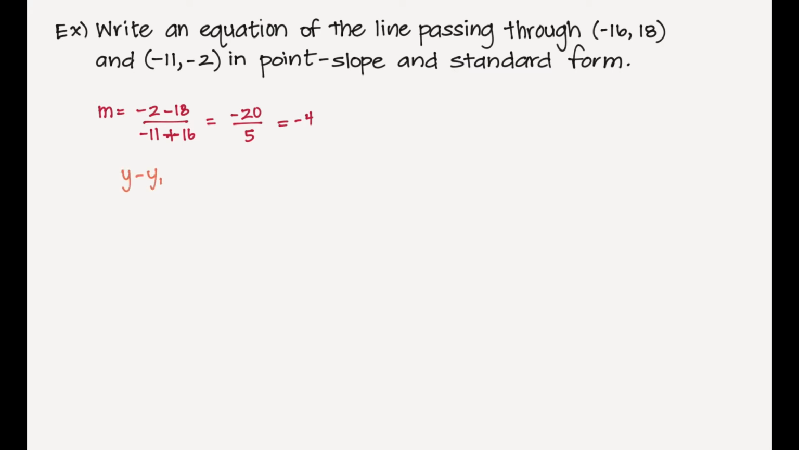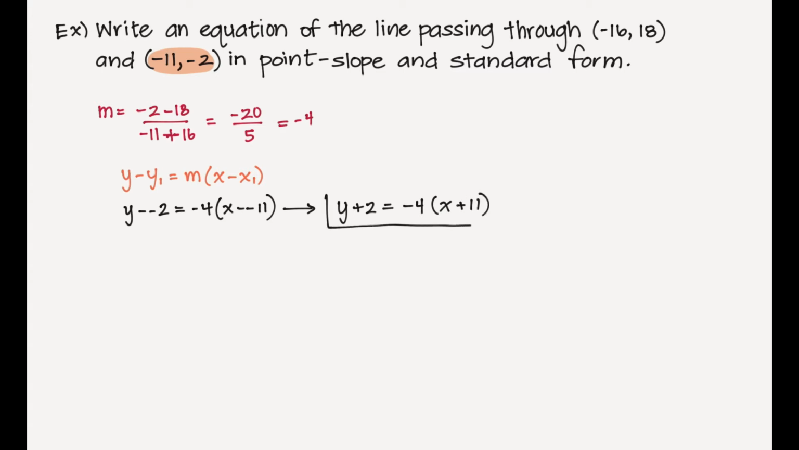And so now when I plug in the slope and the point into the formula, it does not matter which point you use. So there could be 2 variations of this equation. So I'm just going to pick one at random, the negative 11 comma negative 2. And that leaves me with y minus negative 2 is equal to negative 4 times x minus negative 11. And then when I clean it up, I get y plus 2 is equal to negative 4 times x plus 11.